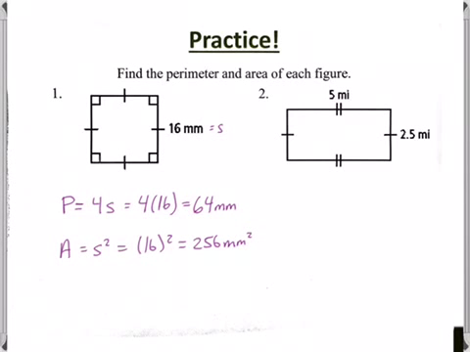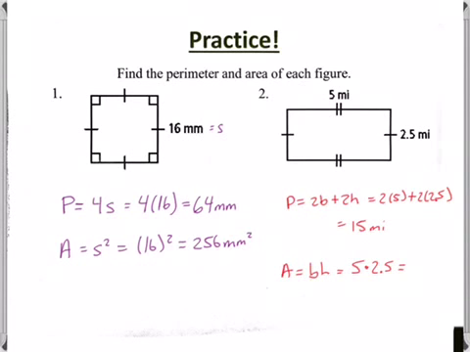Question 2, we're dealing with a rectangle. To find the perimeter, we're going to take 2 times the base plus 2 times the height. So in this case, I've got 2 times 5 plus 2 times 2.5, which is going to give us a perimeter of 15 miles. Then to find the area, we take base times height, which in this case is going to be 5 times 2.5, which gives us an area of 12.5 miles squared.